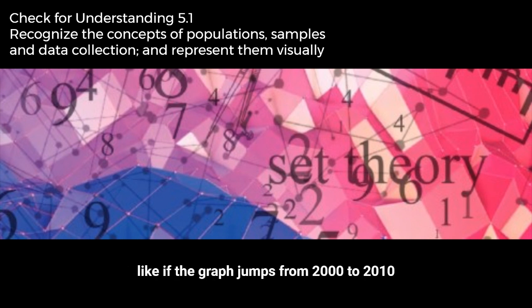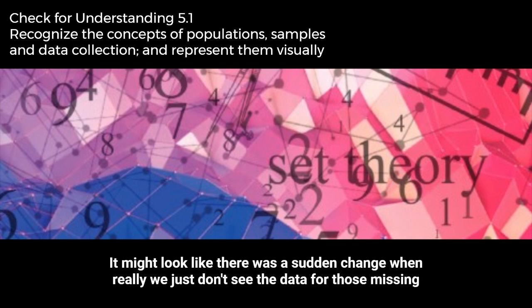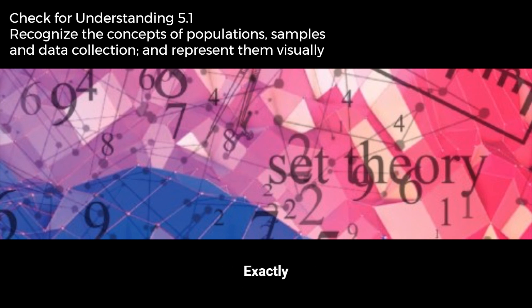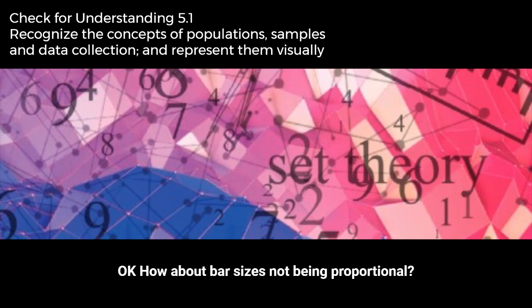Like if the graph jumps from 2000 to 2010, it might look like there was a sudden change, when really, we just don't see the data for those missing years in between. Exactly. Okay, how about bar sizes not being proportional?